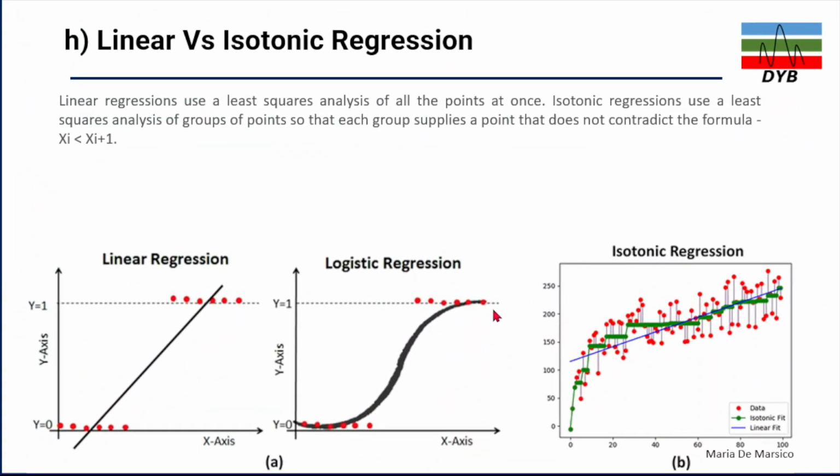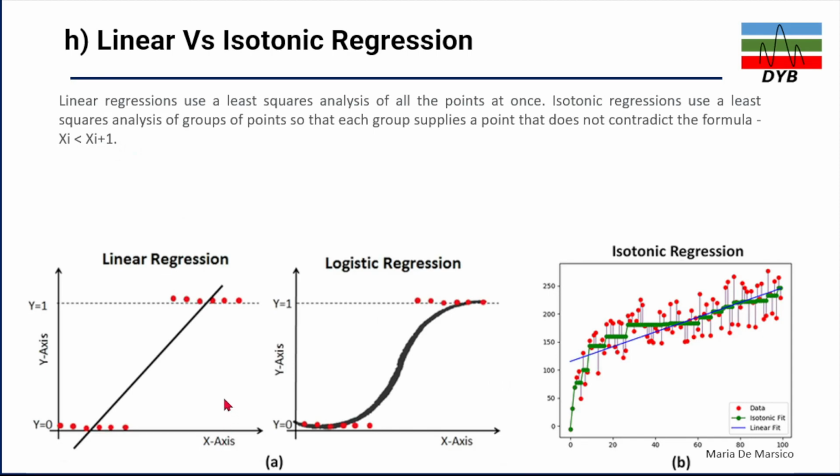So what is the difference between linear and isotonic regression? Linear regression uses a least square analysis on all the points at once, but isotonic regression uses a least square analysis on groups of points, so that each group supplies a point that does not contradict the formula given here: xi is less than xi plus 1.